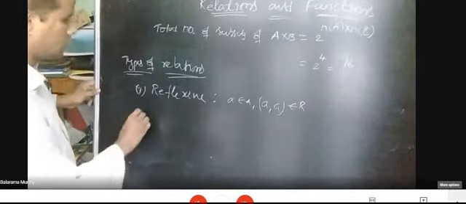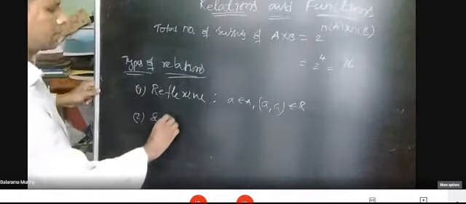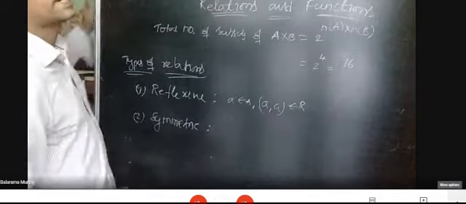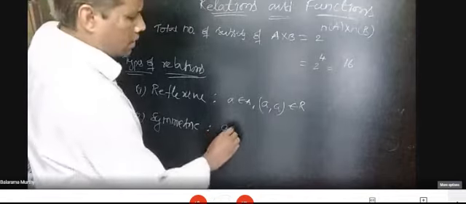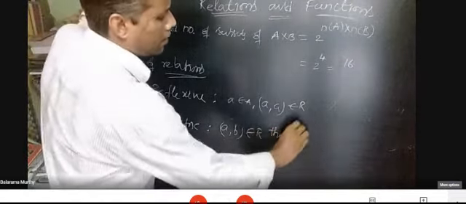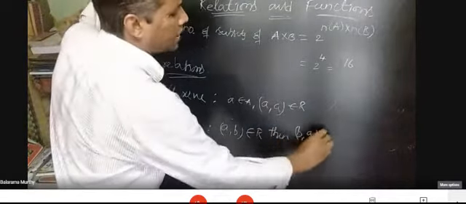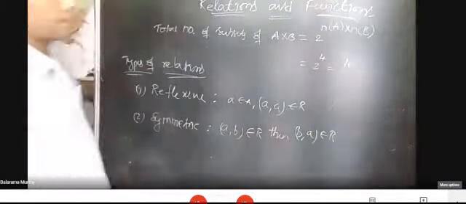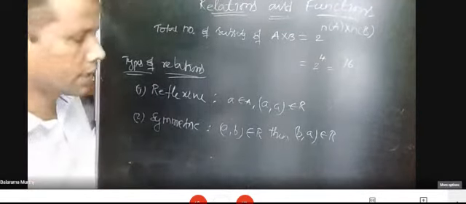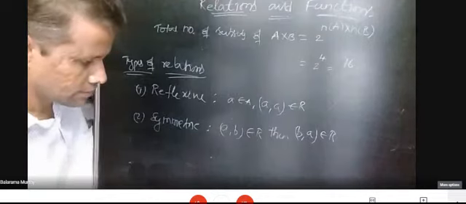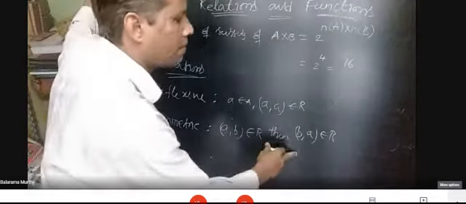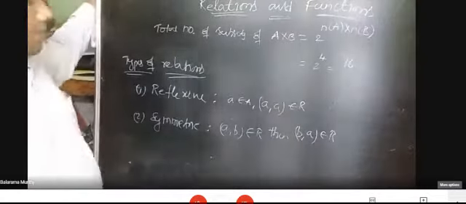Number 2, symmetric. What is a symmetric relation? If A comma B belongs to R, then B comma A also belongs to R. Here, capital R means relation, not the real numbers. Okay? A comma B belongs to R means B comma A also belongs to capital R.